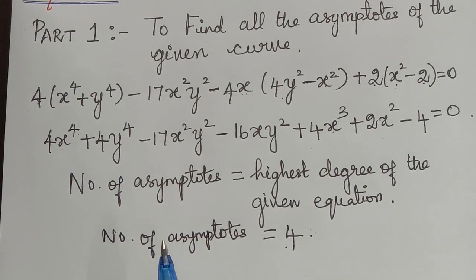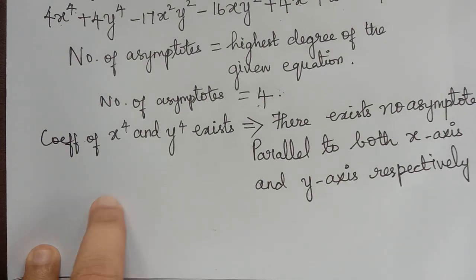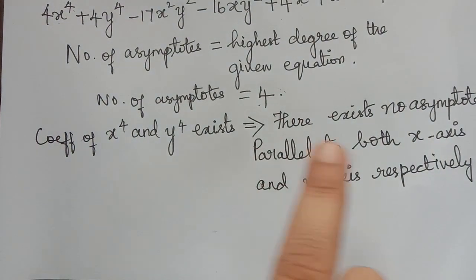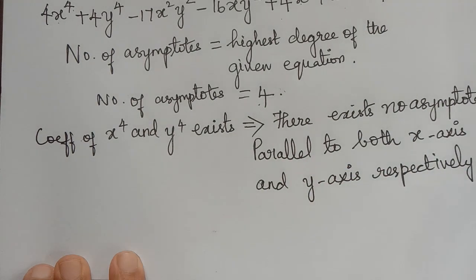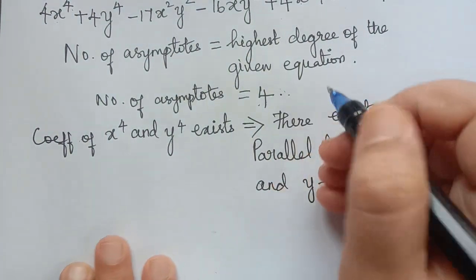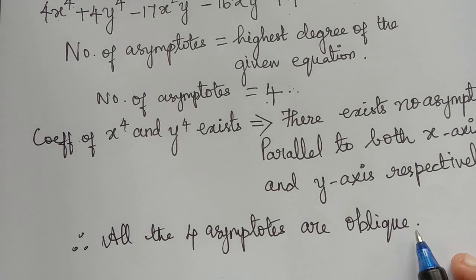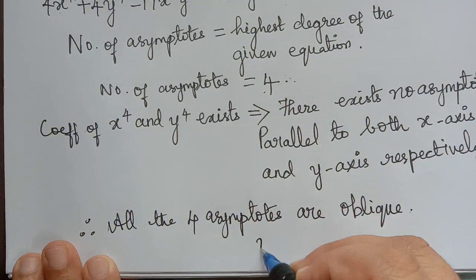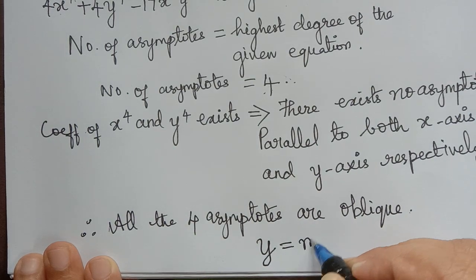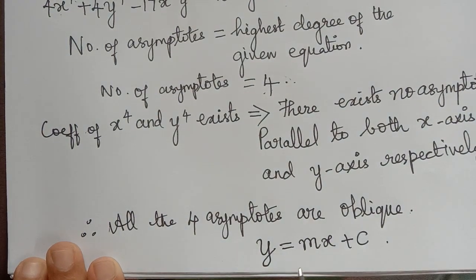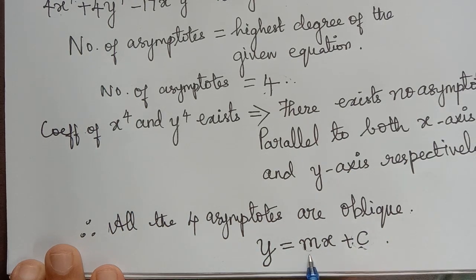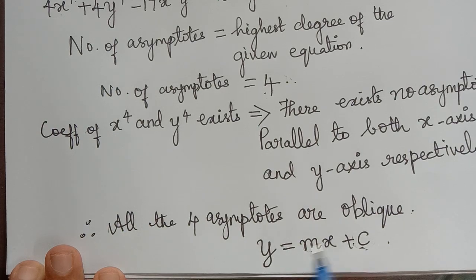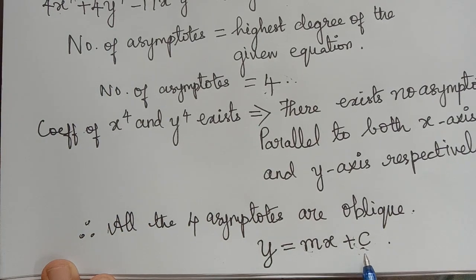So let us write that. I have written here, coefficient of x power 4 and y power 4 exist. So therefore, there exists no asymptote parallel to x-axis and y-axis respectively. So therefore, all the four asymptotes are oblique asymptotes. And what is the general equation of the asymptote? It is y equals mx plus c. Now, because we have four asymptotes, we will be having four values of m and the corresponding four values of c, which will be taken as m1, m2, m3, m4. And the corresponding values of c will be taken as c1, c2, c3, c4.